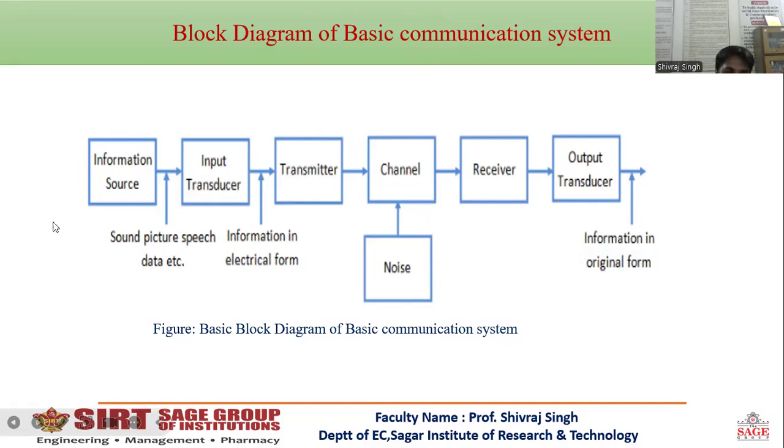In this section, the first block represents the information source. The information source provides the information or message or modulating signal. These signals are physical signals. Physical signals mean sound, picture, speech, video. Temperature and pressure are also basically physical signals. These are other forms of the source of information.